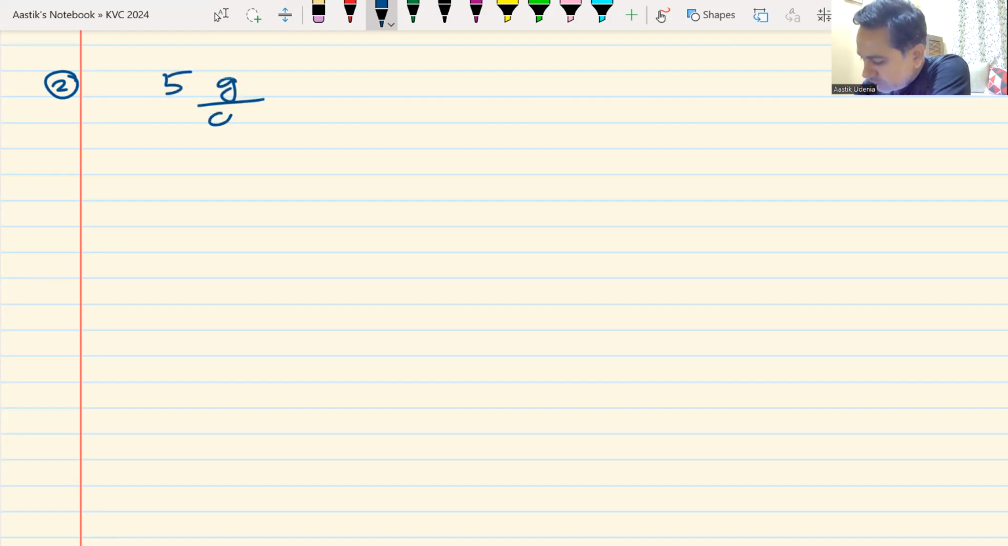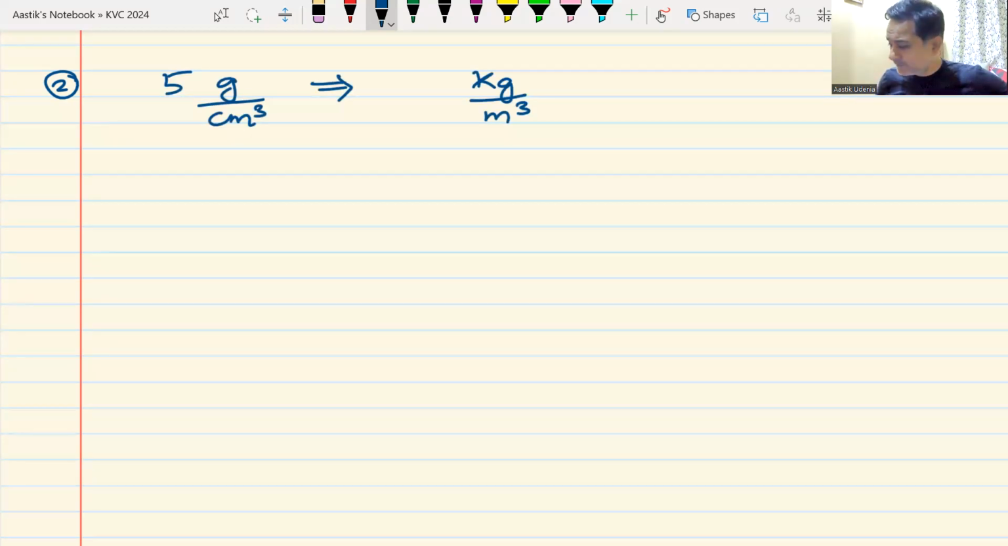That is what you got to do. You need to convert 5 gram per centimeter cube into kg per meter cube. I'll give you time to do this. I hope all of you try this and give me the answer. I'll wait for 2 minutes, and then we'll be discussing the answer.